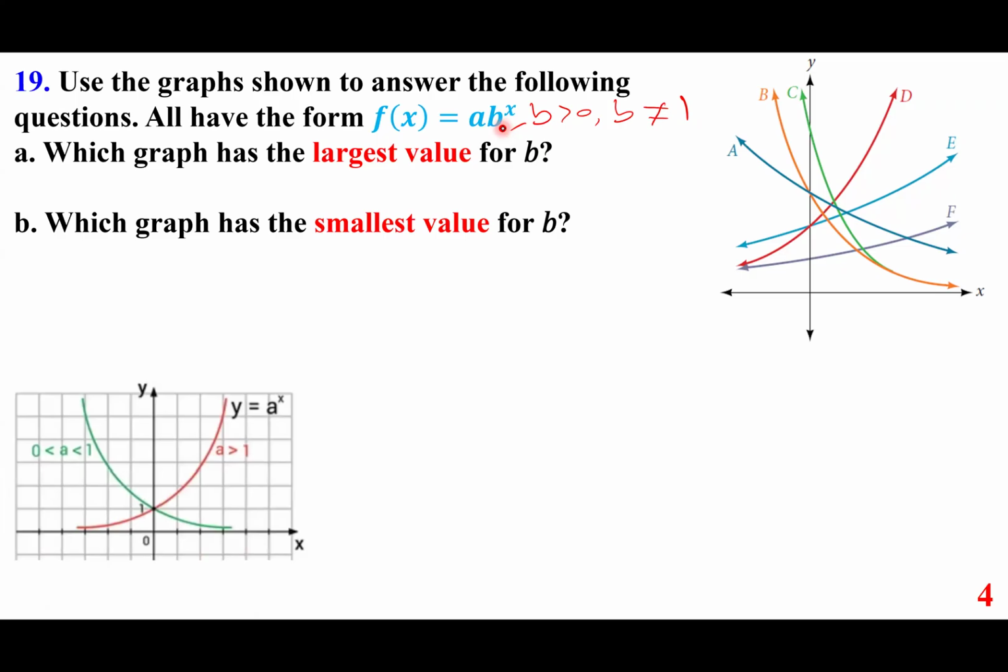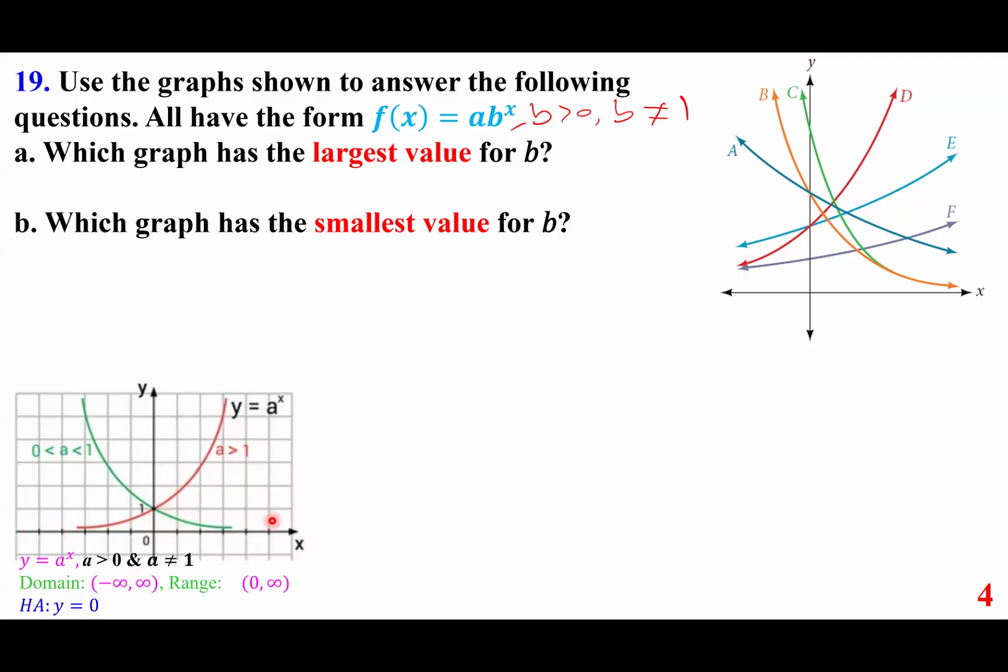So let me just show you a couple of graphs. y equals a to the power of x, a is positive. In this case, a is between 0 and 1. This is exponential growth, everybody. This is exponential decay. So when y equals a to the power of x, a must be positive, a can't be 1. Domain, all real numbers. Range from 0 to infinity.